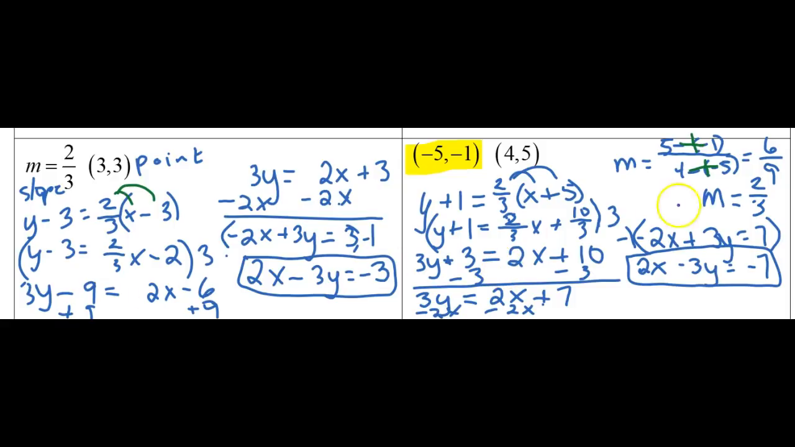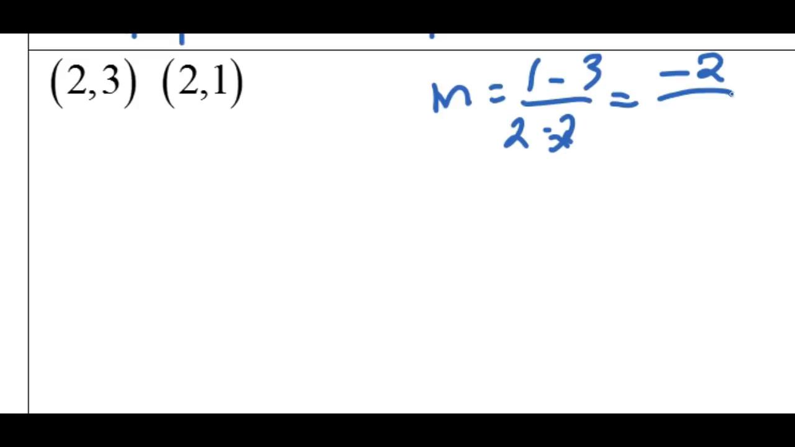All right, what I want you all to do is move down to the next problem. This one is 2, 3, and 2, 1. All right, just like the last problem, I'm going to calculate my slope first. So I have 1 minus 3 for my y values, and my x values, 2 minus 2. 1 minus 3 is negative 2. 2 minus 2 is 0. This slope is undefined.